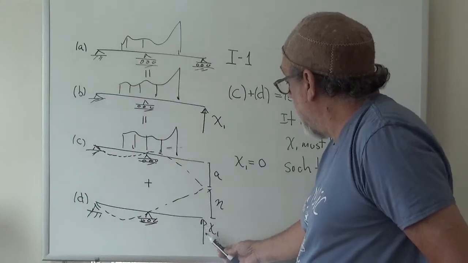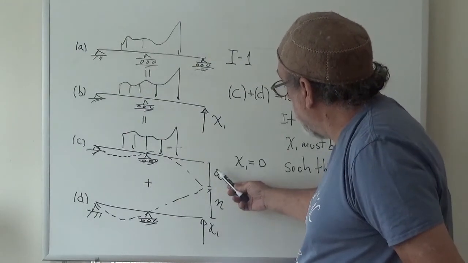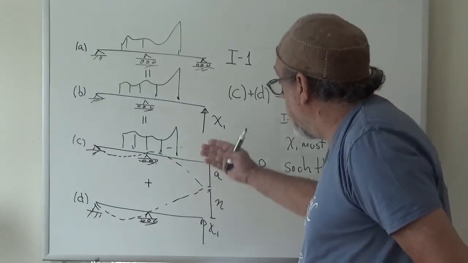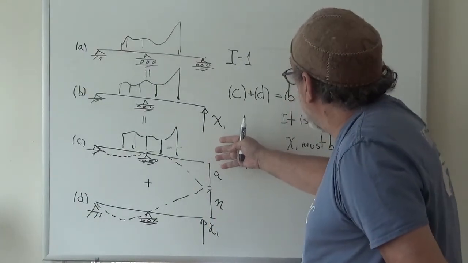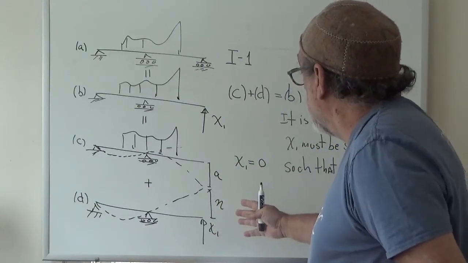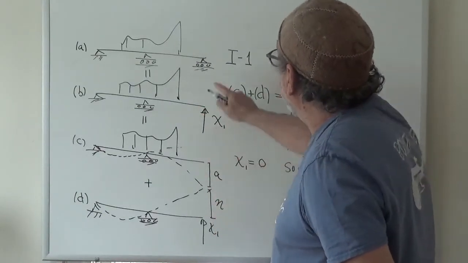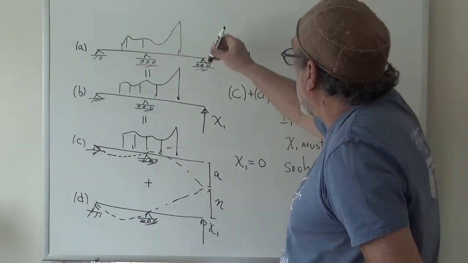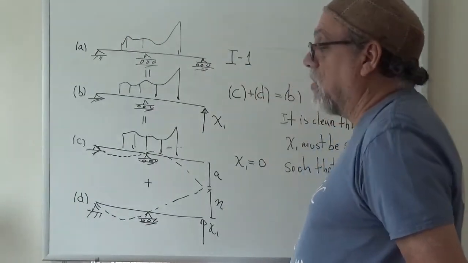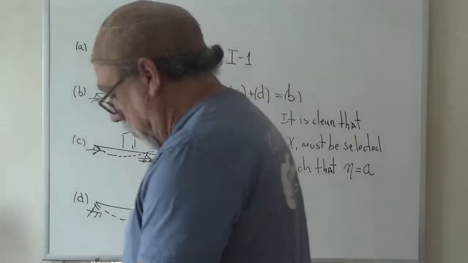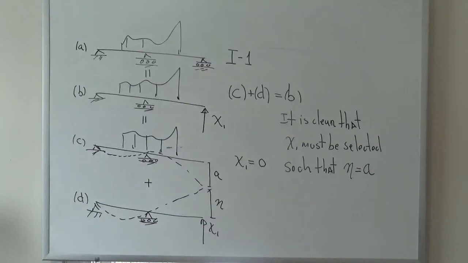So if I choose the value of x1 so that this moves up A, then I can say that is the reaction here, because this sketch C plus sketch D will then not only be equal to this thing, but satisfy the constraint that the movement at the location of x1 is actually 0. Okay? So that's one first look at it.